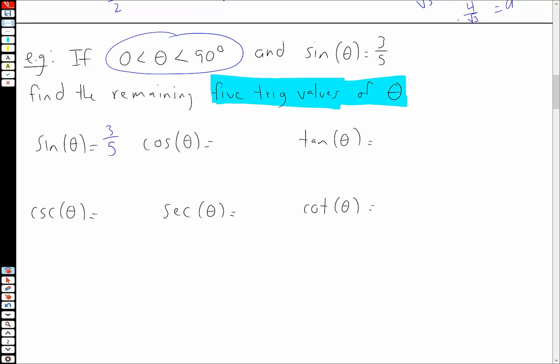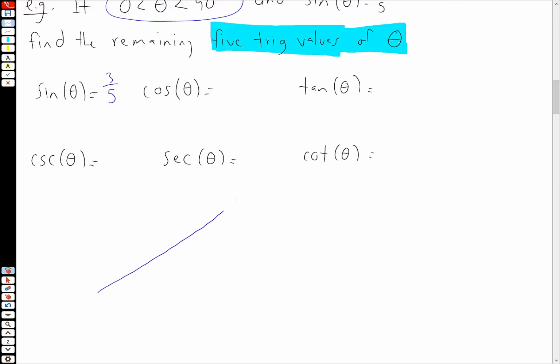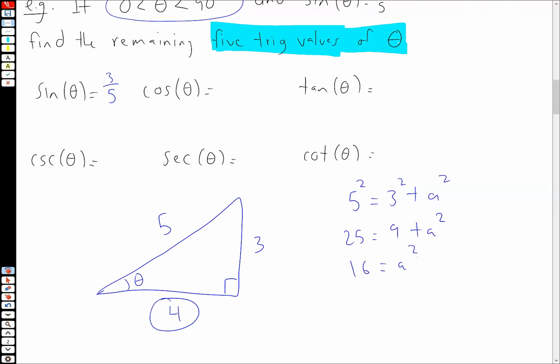So how do we find the rest of them? Well, let's remember our SOHCAHTOA. Let's construct a right triangle. And now we know that sine of theta is opposite over hypotenuse, so we get these as those two sides, and now we can figure out that the remaining side is 4. And if you're curious, this is the work for that. And now once we have this, we're actually good to go.